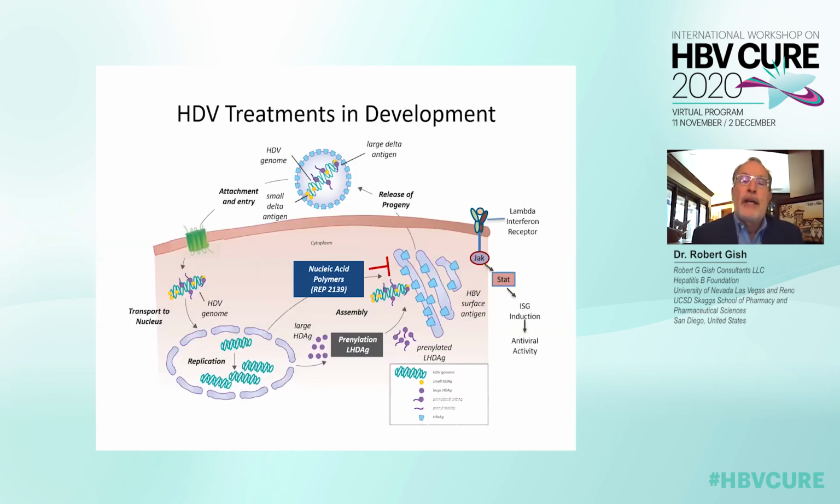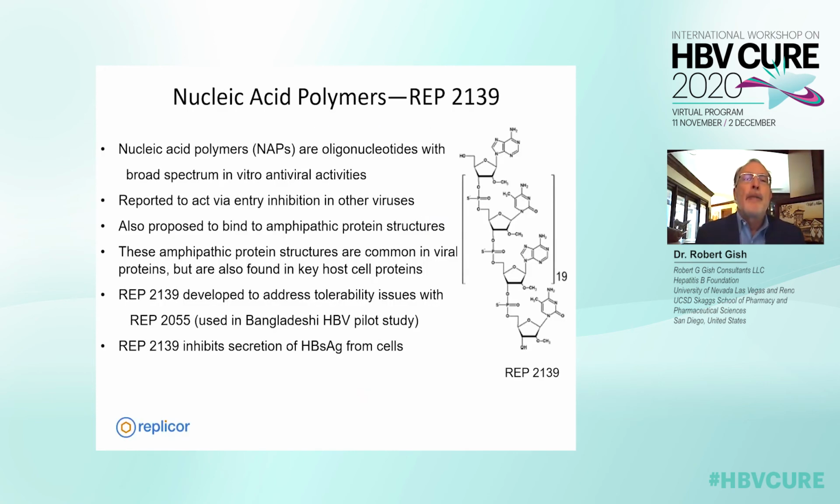Let's now talk about that next step, which is viral packaging and release, and talk about nucleic acid polymers. I'm going to discuss here nucleic acid polymers, including REP 2139. These are oligonucleotides with a broad spectrum of in vitro antiviral activities that appear to block both uptake or entry in some models and release in others. REP 2139 was developed to address tolerability issues and is modified so you can move from intravenous to subcutaneous dosing.